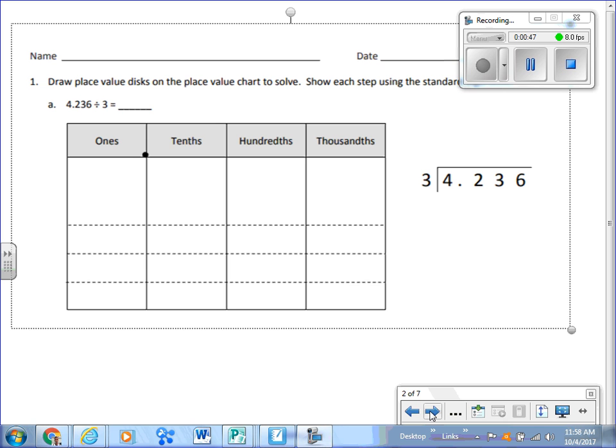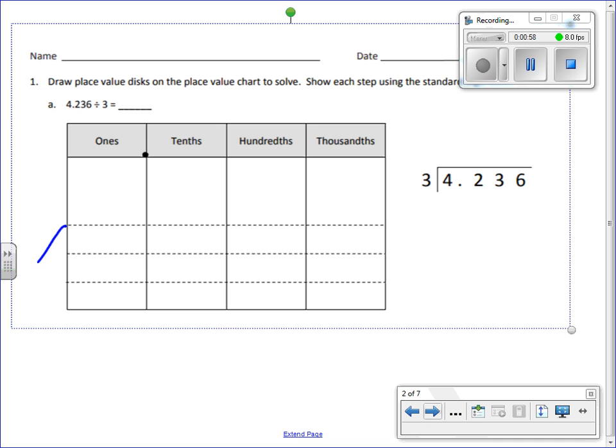Okay, number one, we're going to take the number 4 and 236 thousandths, and we're going to divide it by 3. If you notice on your place value chart, they divided it up into, at the bottom, 3 different pieces. And you're going to see how that's helpful in a minute. Okay, 4 in the ones place. 2 in the tens place. 3 in the hundredths place. 6 in the thousands place.